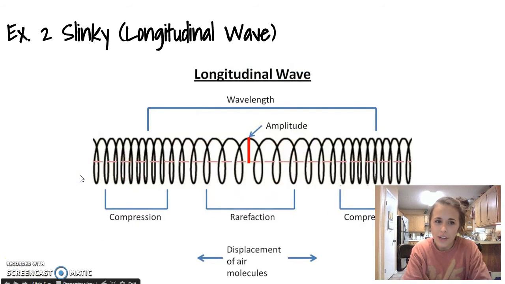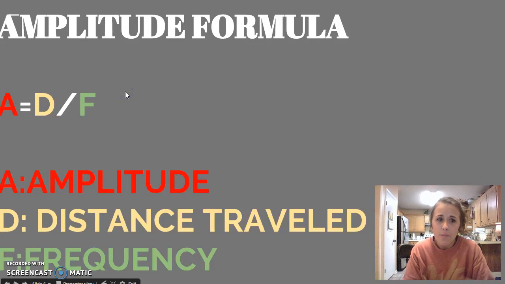Another example of amplitude is in a longitudinal wave, and in a longitudinal wave, amplitude isn't really the main concern. It's more the wavelength and realizing where there's compression and then rarefaction. But here's just a little drawing of amplitude, and it's just the distance of the disturbance that's created from equilibrium. So here, this dotted line represents equilibrium of this longitudinal wave, and here we're in a rarefaction, and this is from equilibrium to the top of this disturbance, and so that is the example of amplitude in a longitudinal wave. The amplitude formula is A equals D over F, where A represents the amplitude, D is the distance traveled, and F is the frequency.